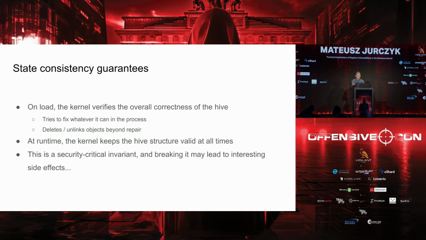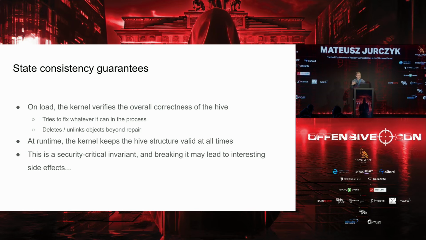Whenever it finds some weird data that seems inconsistent or wrong, then the kernel tries to fix it. For example, if there's some flag that shouldn't be set, it just clears it and tries to continue with the process as much as it can to load the Hive. And if something is broken beyond repair, then the kernel just, for example, deletes the whole key and still continues to load the Hive. So it does everything it can to load the Hive successfully, even if it has to slash some things off completely.